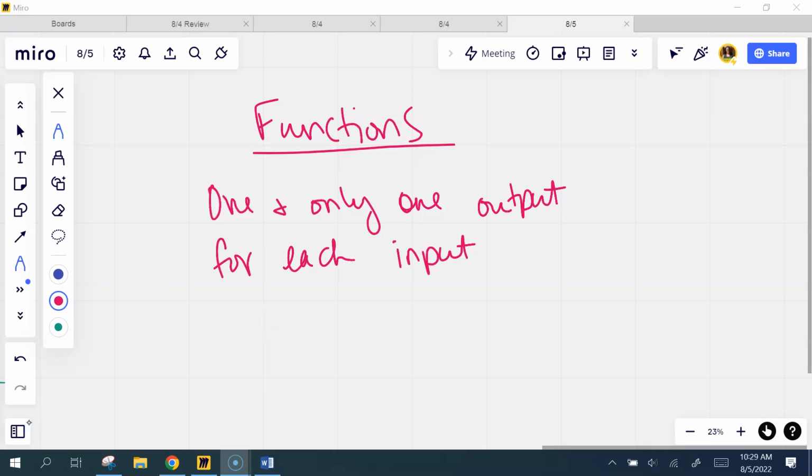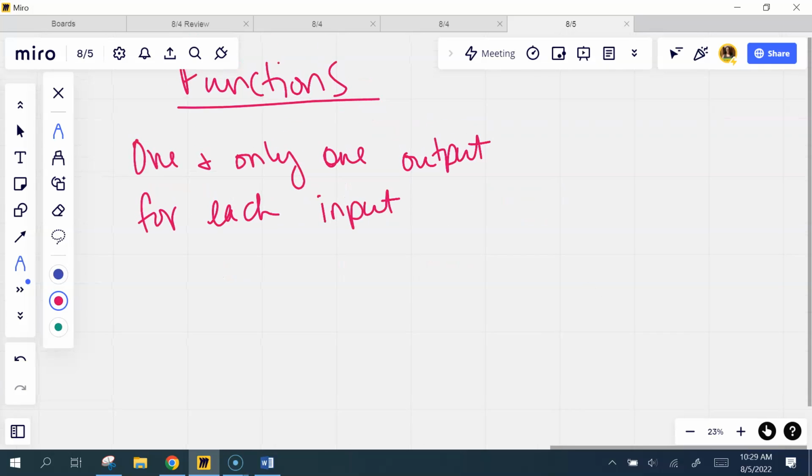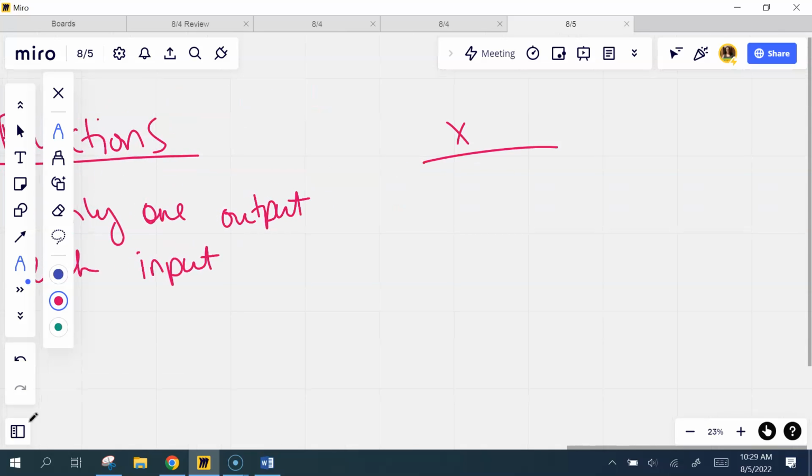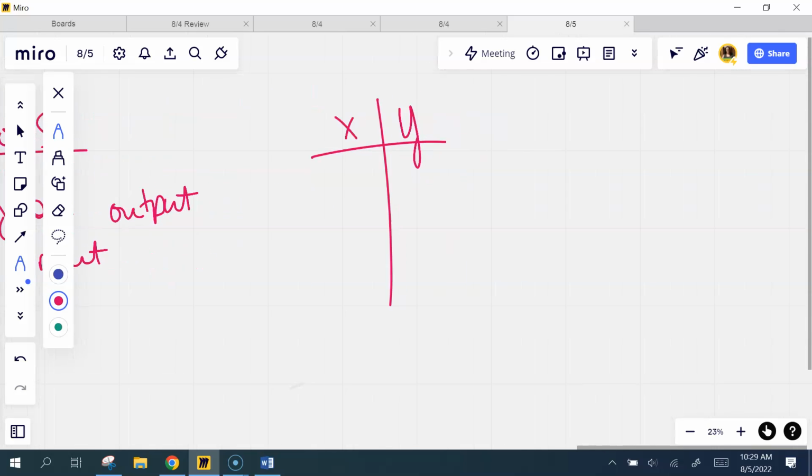One output for each input. That means every X has a unique Y value. If you're looking in terms of a table, I'm going to give you two tables here.